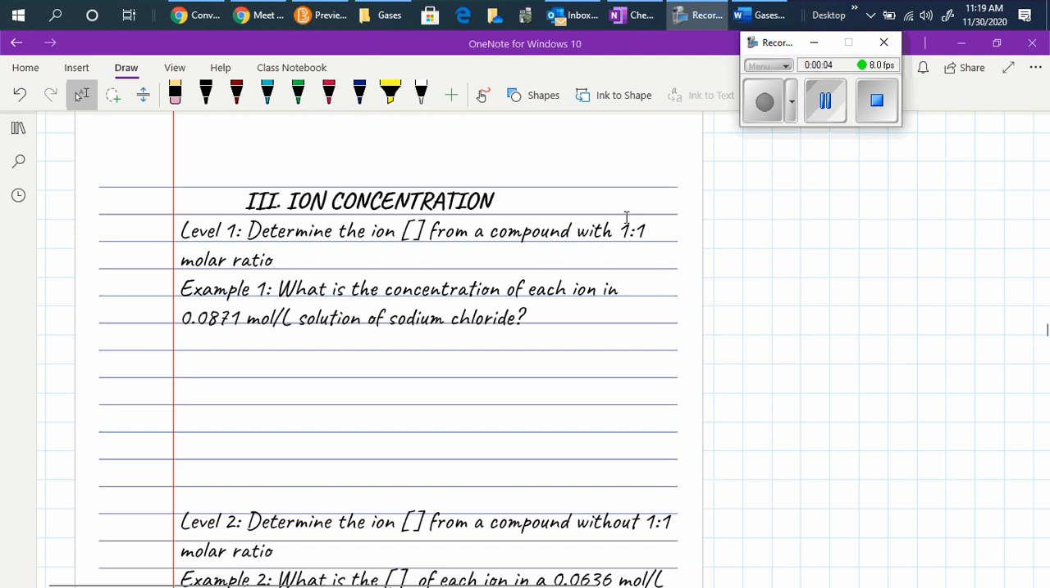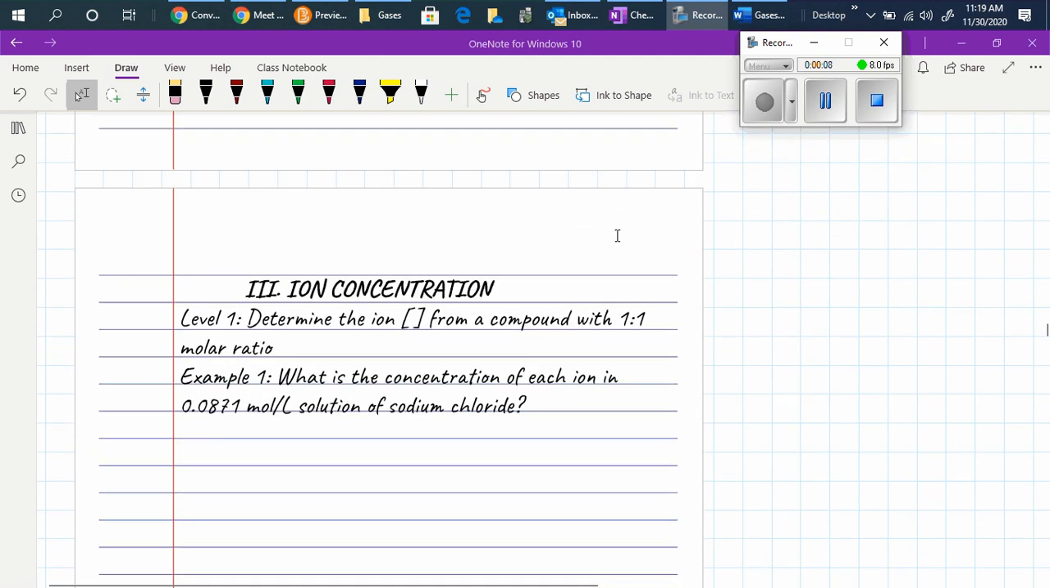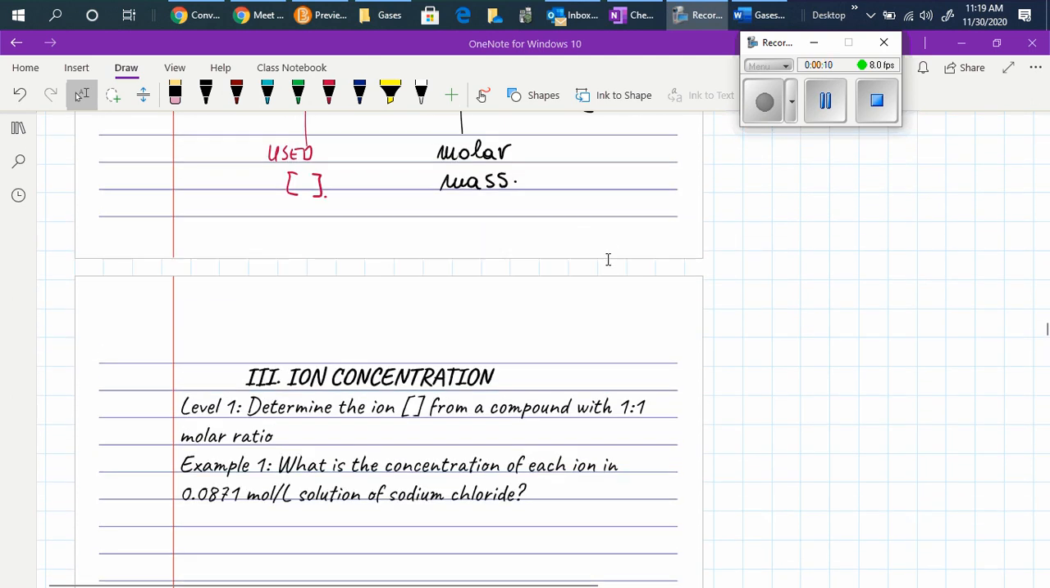In this part of the lesson, we will talk about molar concentration, ion concentration. What we have to keep in mind is that when we have a balanced reaction, the coefficients in front of the compounds tell us the molar ratios. So you know this.